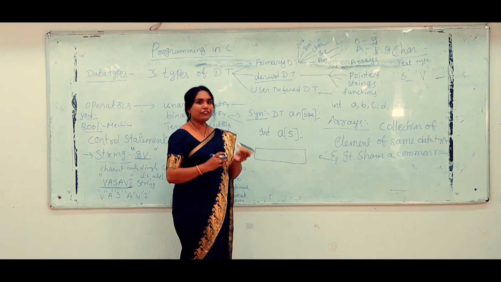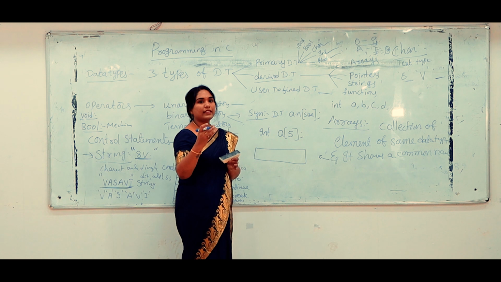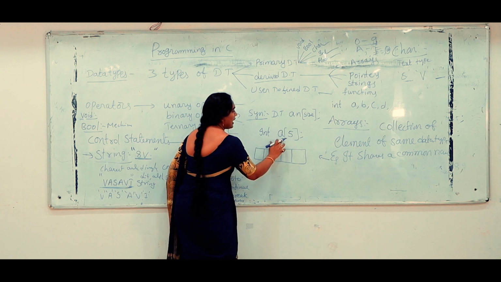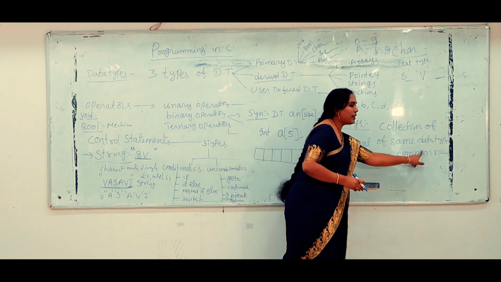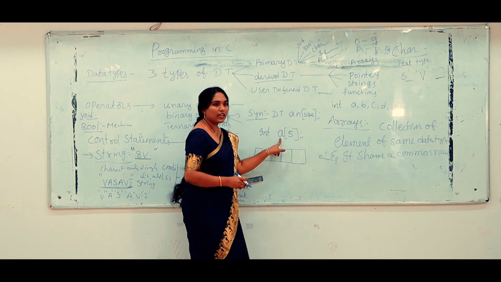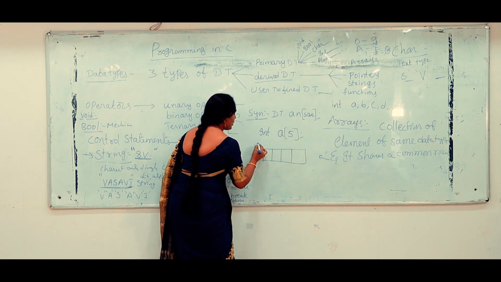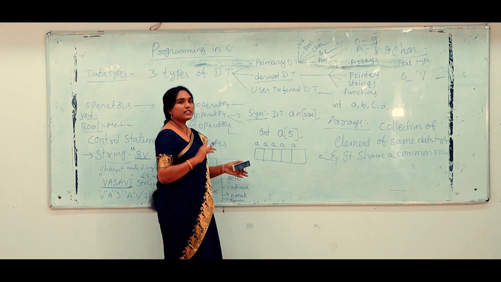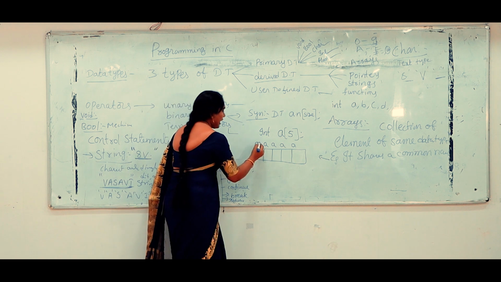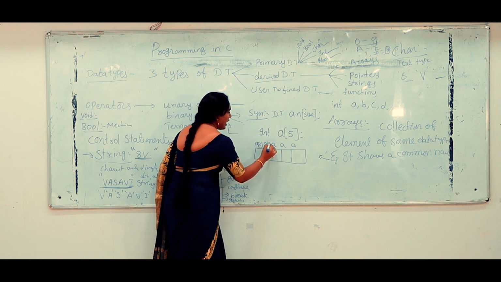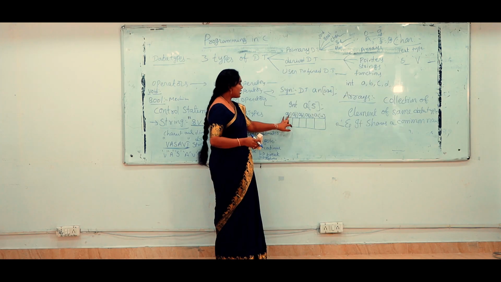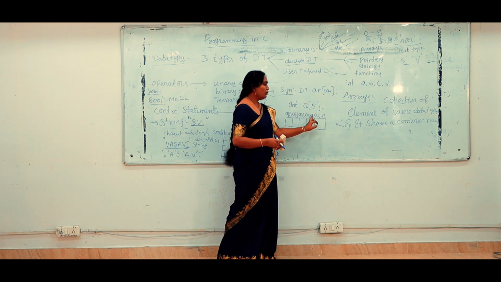The 5 different variables are allocated by the memory using the same name. What is the same name here? I said it shares a common name. A is the common name. For these 5 variables, the common name is A. But the array index always starts with 0 only. Array index always starts with 0 and then 1, 2, 3. Index starts with 0, 1, 2, 3, 4.